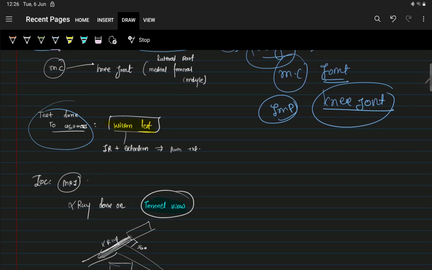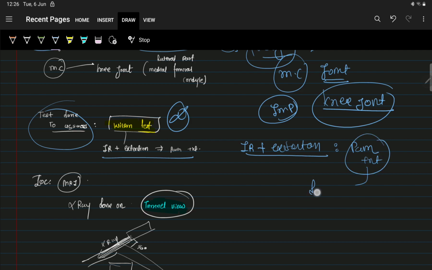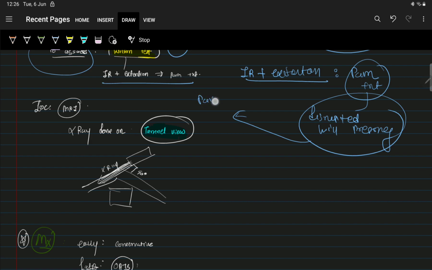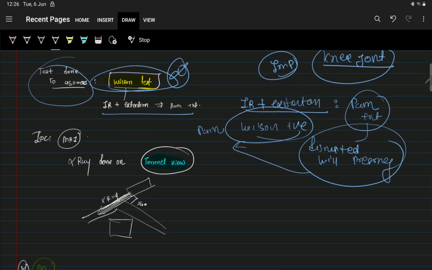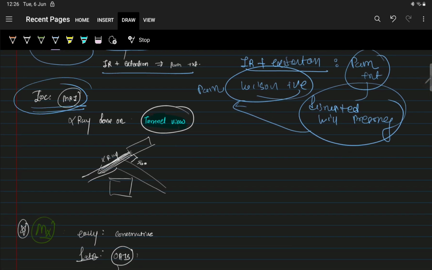Which test is done to assess the osteochondritis? The Wilson test. What will we do? We'll ask the patient to do internal rotation and extension of knee. If there is pain present, then the disrupted part will be pressing. So pain will be there, that is Wilson positive. Remember the name only.